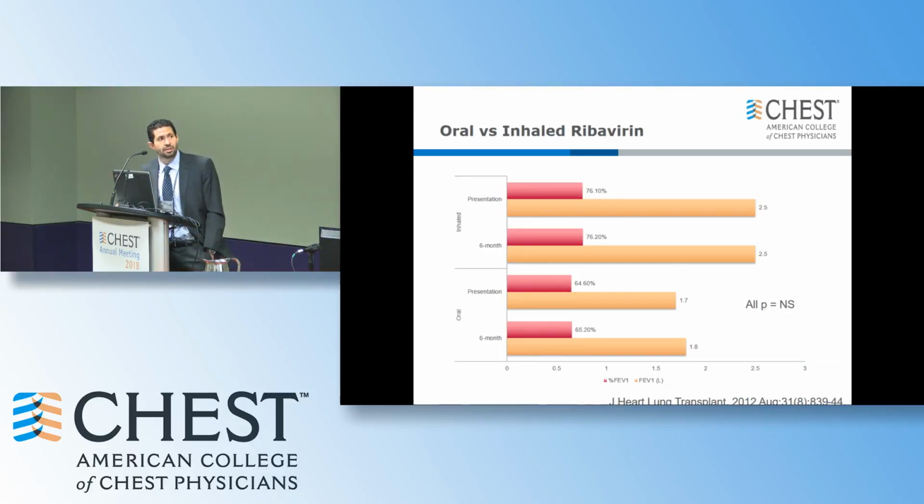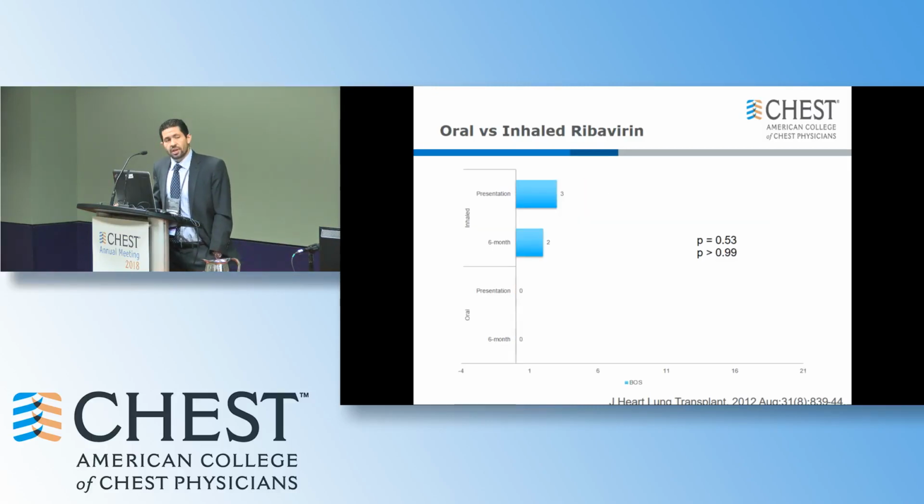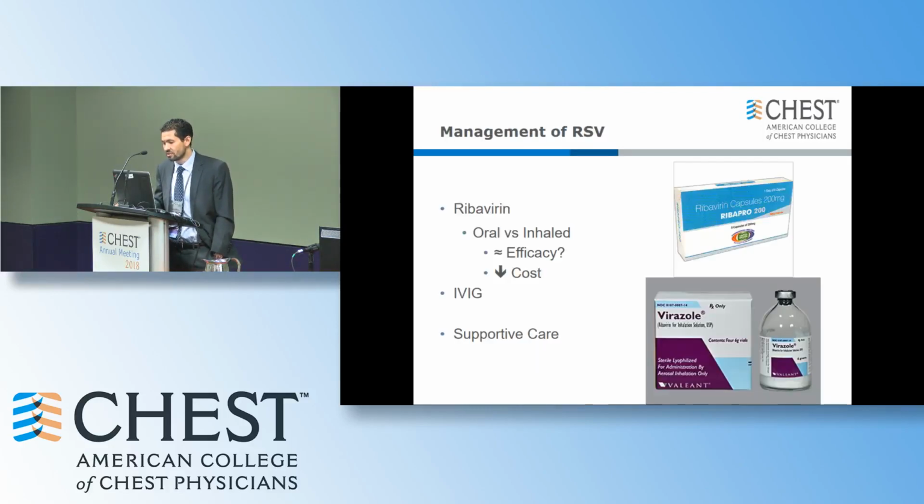Now, comparing oral versus inhaled ribavirin, this study took two groups, treated them both with ribavirin, one group with inhaled, one group with oral. This is in lung transplant recipients, and they compared FEV1 at presentation and at 6-month follow-up. There was no statistically significant difference in change of FEV1 in the inhaled versus the oral group. Also, they tested for BOS greater than 1 at presentation. There were only 3 patients in the inhaled group, and for any progression of BOS at 6-month follow-up. Again, these are non-statistically significant differences. So it is very likely that oral ribavirin is non-inferior to the inhaled formulation.